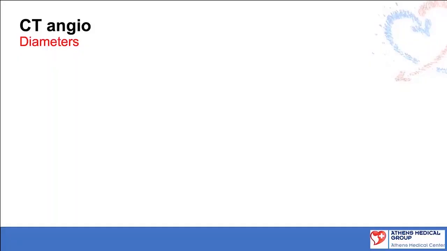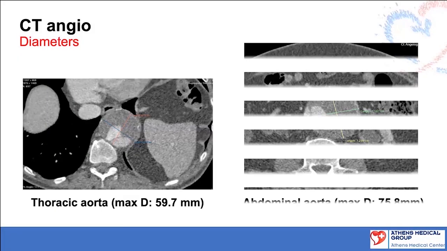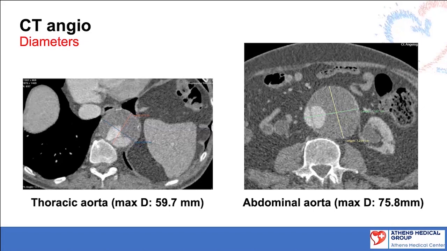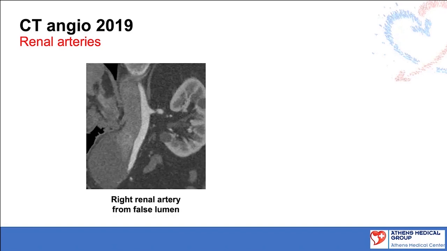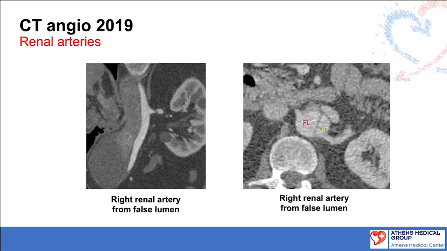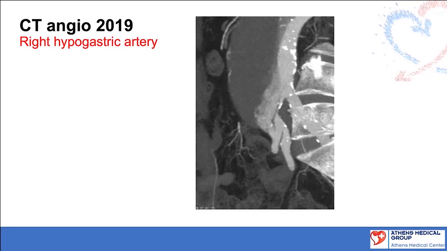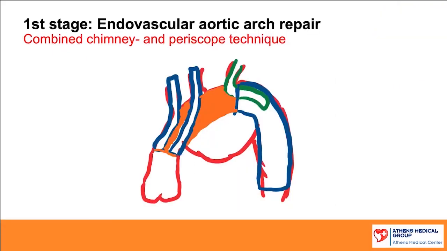This patient was very difficult to treat because we had to go for an off-the-shelf quick solution. You can see here the diameters of the thoracic aorta and of the abdominal aorta. The right renal artery was from the false lumen, and the left renal artery from the true lumen. And here was the right hypogastric artery. You can see it is at the level, let's say, of the big re-entry of the false lumen. So we also had to treat the common iliac artery.